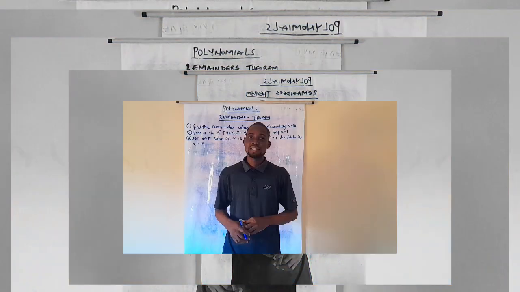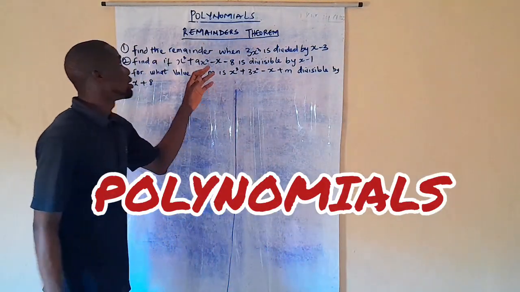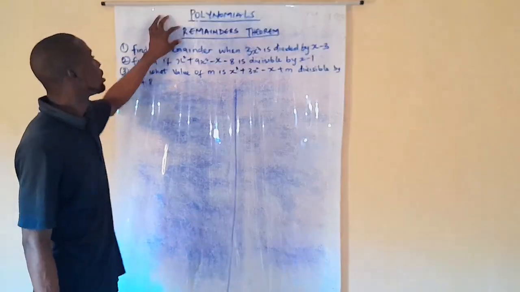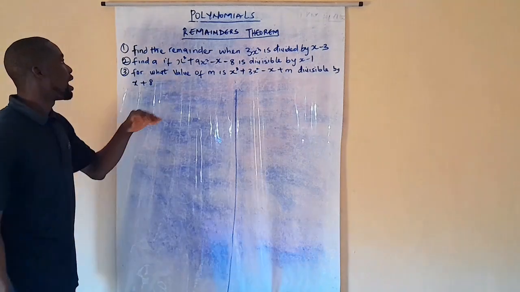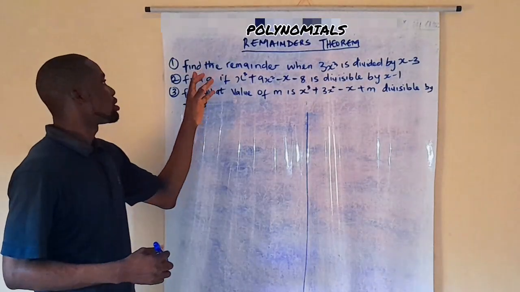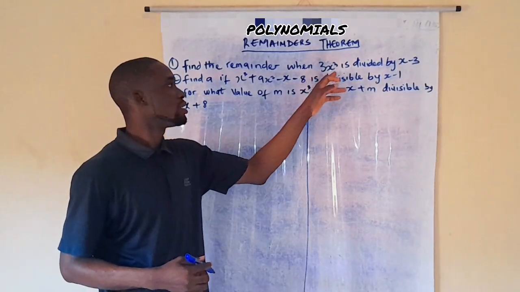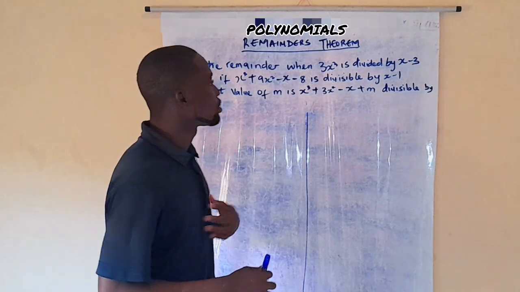Under the King's series, in this new series, we're looking at a new topic: polynomials. And on that polynomials, we're looking at the very first subtopic, which is the remainder theorem. On that remainder theorem, we have these three questions. First question says, find the remainder when 3x squared is divided by x minus 3. Now, how do you solve this question?